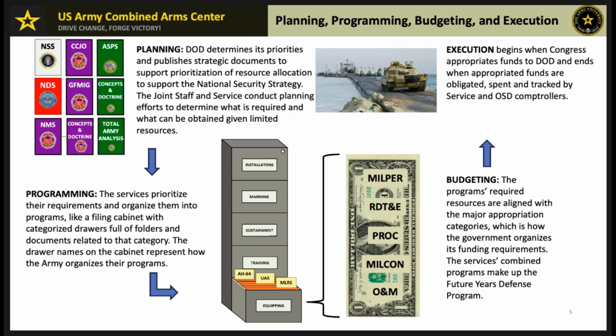The PPBE process consists of 4 interconnected phases: planning, programming, budgeting, and execution. Each phase has distinct tasks and deliverables, and they overlap and iterate to ensure a continuous and adaptive approach to resource allocation.